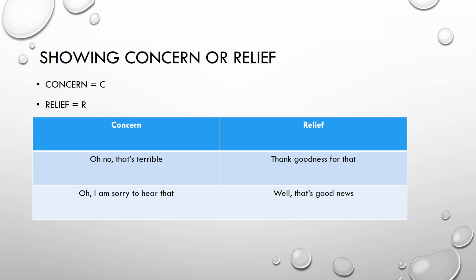If I say, for example, I'm going down with the flu, you could say thank goodness for that and show relief. No, this would be impolite. You should show concern even if you're not. You should show concern. For example you could say, oh no, that's terrible. Oh, I'm sorry to hear that.